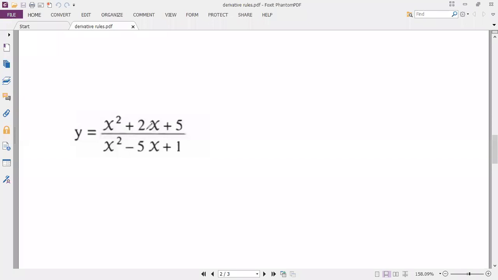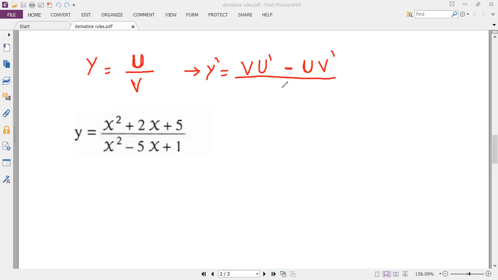Here we have two functions. They are x squared plus 2x plus 5 divided by x squared minus 5x plus 1. And to find the derivative of this function, it's u, the first function, divided by v, the second function. In this case, y prime equals v multiplied by u prime, the derivative of the numerator, minus u multiplied by v prime. V prime is the derivative of the denominator, over the denominator squared, which is v squared.